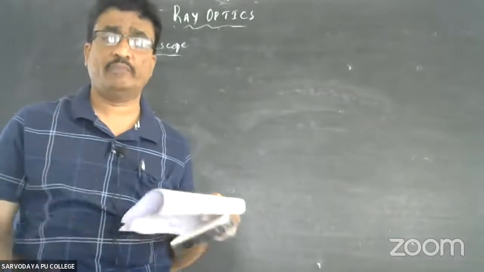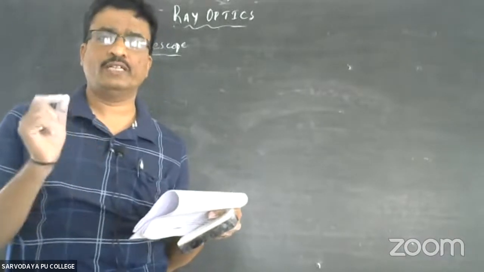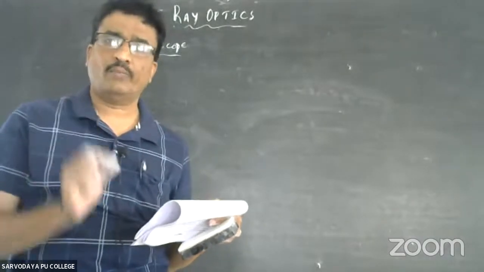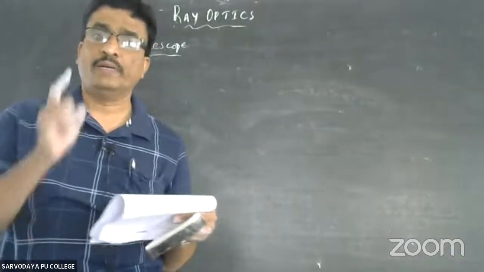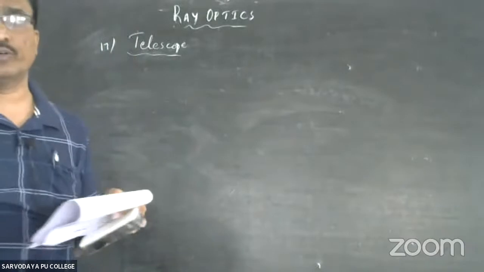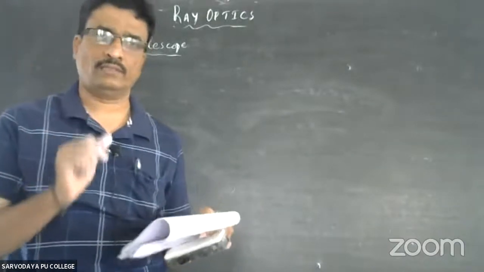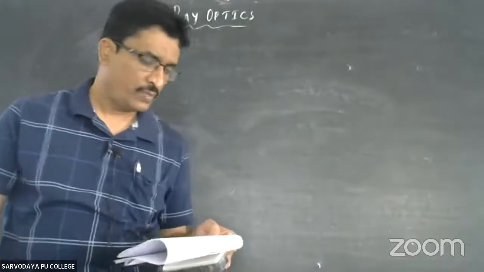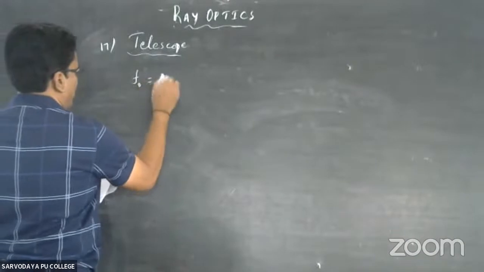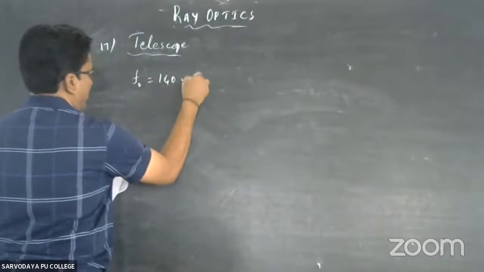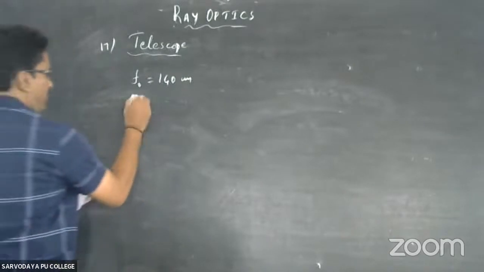This is another important point you have to remember. In case of a simple microscope, the focal length will be less. In case of a compound microscope also, the focal length will be of smaller values. But in case of these telescopes, the objective will have a higher focal length. Objective focal length is 140 centimeter, that is f0 equal to 140 centimeter, and the eyepiece has a focal length of 2 centimeter.